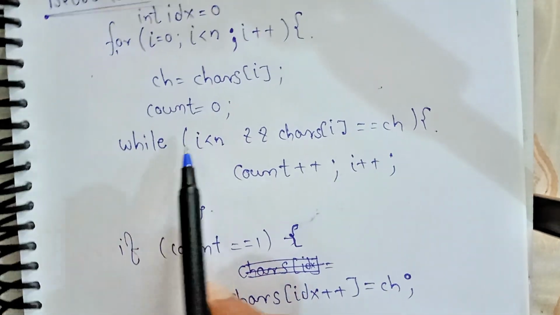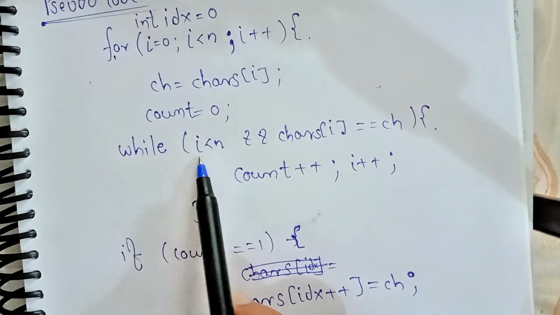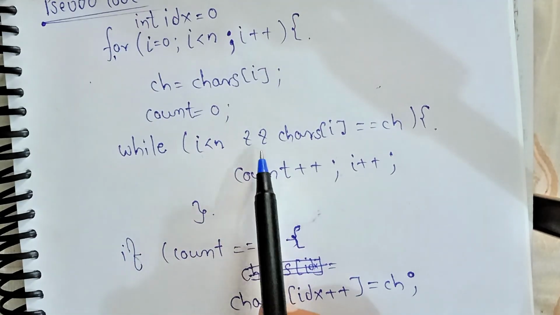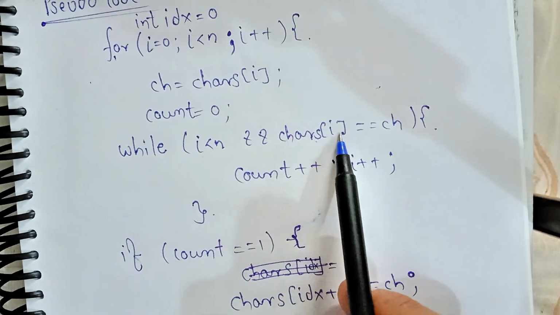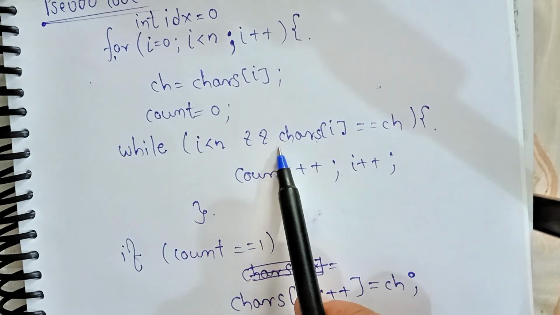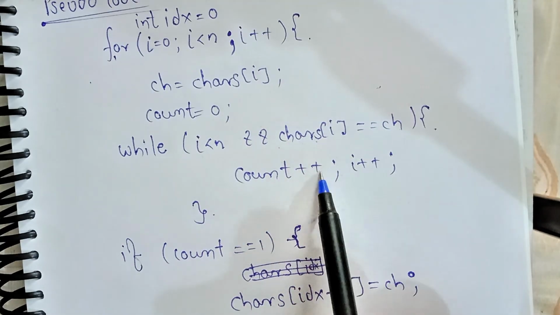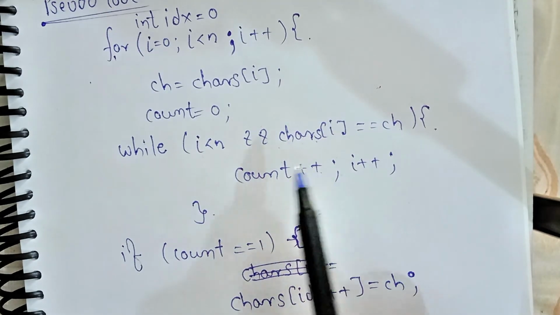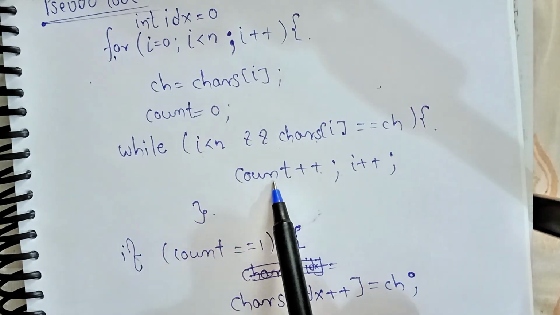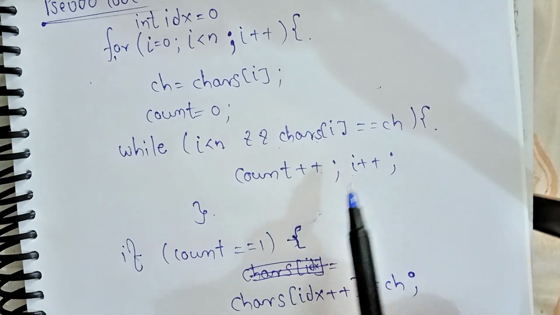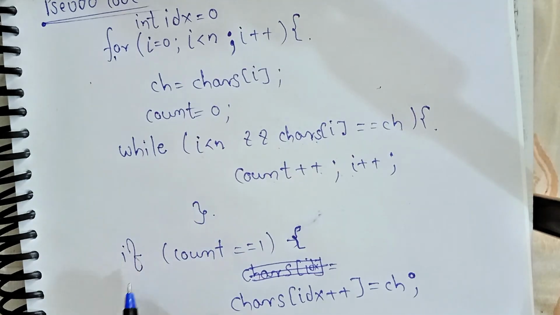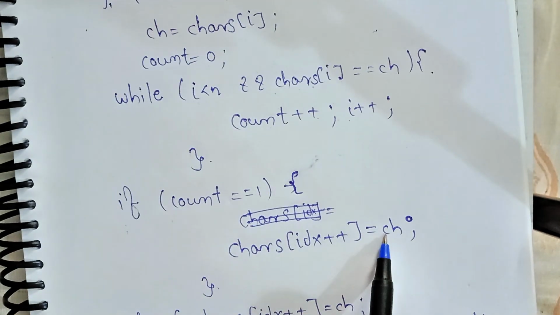Here we have used a while loop. The condition is like this: I should be less than n, and chars of I equals ch. This checks whether the character equals chars of I. Then only we will move inside this while loop, incrementing the value of count and incrementing the value of I. Here we will close the loop. We will check the if condition: if count equals 1, meaning there is only one character, then we will return that character only.